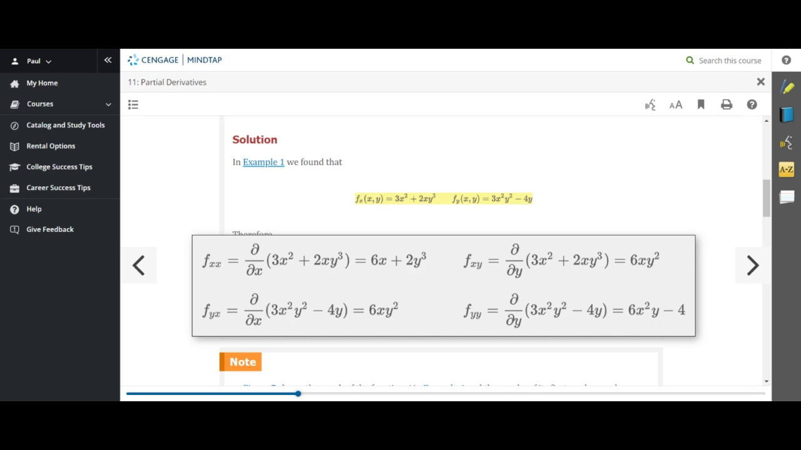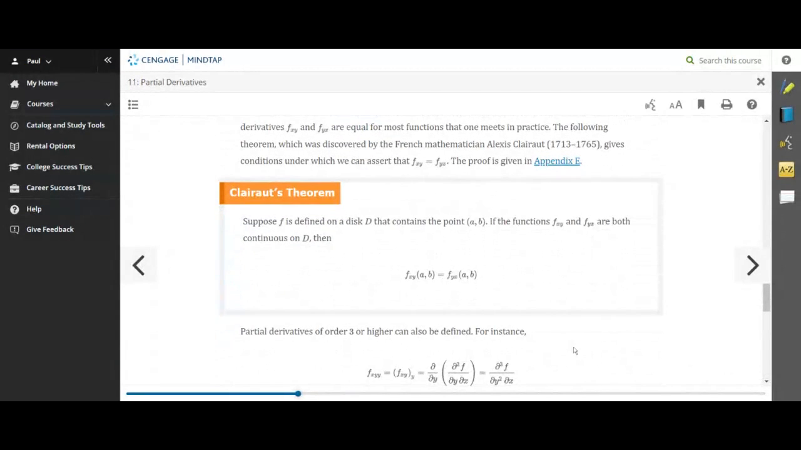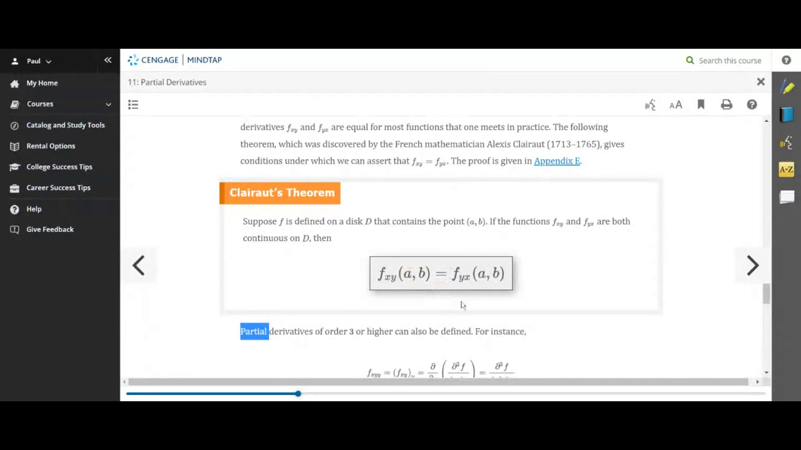But the mixed partials, the f sub xy and f sub yx, those are equal to each other in this example, and it's no accident that that's the case. The second mixed partial derivatives are always going to be equal, and that's by a theorem called Clairaut's theorem. Okay, we call that Clairaut's theorem, and I'll just show it to you real quick. This is that result. So we won't worry about it. It's not hard to prove.